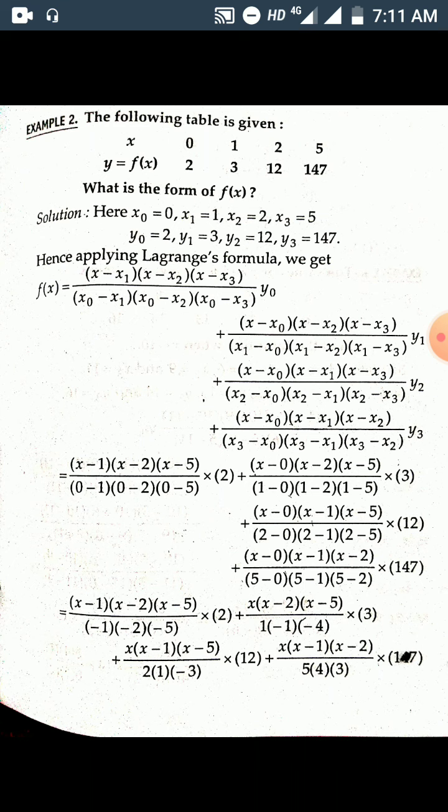Simplifying the denominators, we will get (x minus 1)(x minus 2)(x minus 5) divided by (minus 1)(minus 2)(minus 5) into 2, plus x(x minus 2)(x minus 5) divided by 1 into minus 1 into minus 4 into 3, plus x(x minus 1)(x minus 5) divided by 2 into 1 into minus 3 into 12, plus x(x minus 1)(x minus 2) divided by 5 into 4 into 3 into 147.